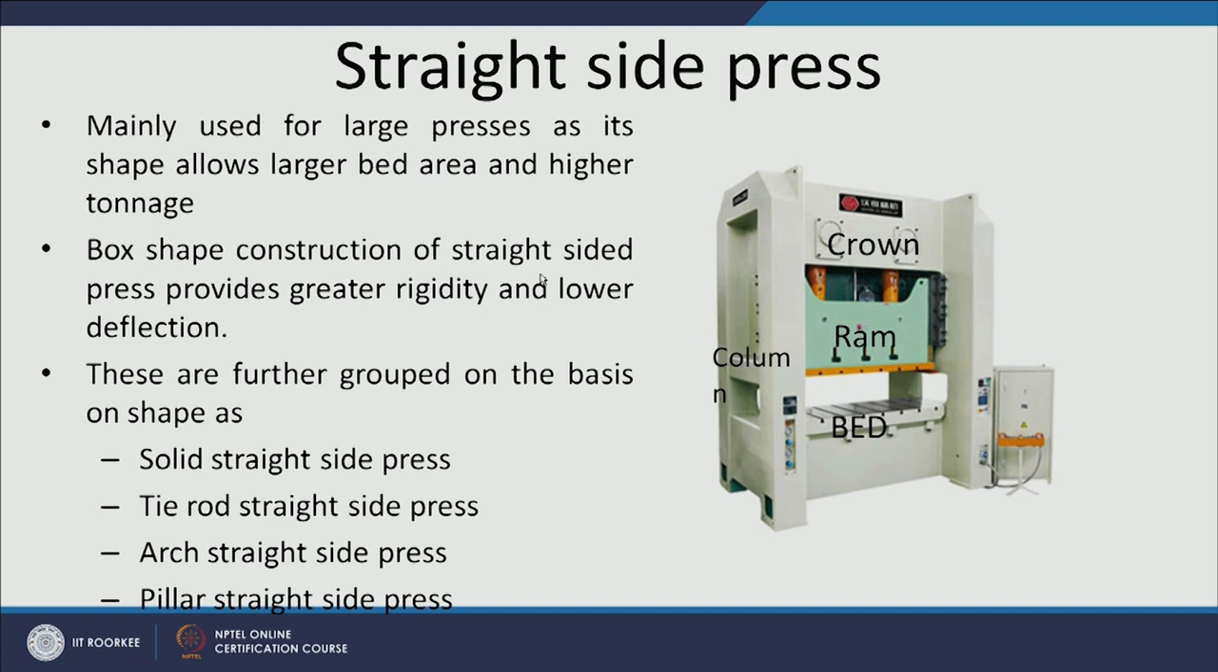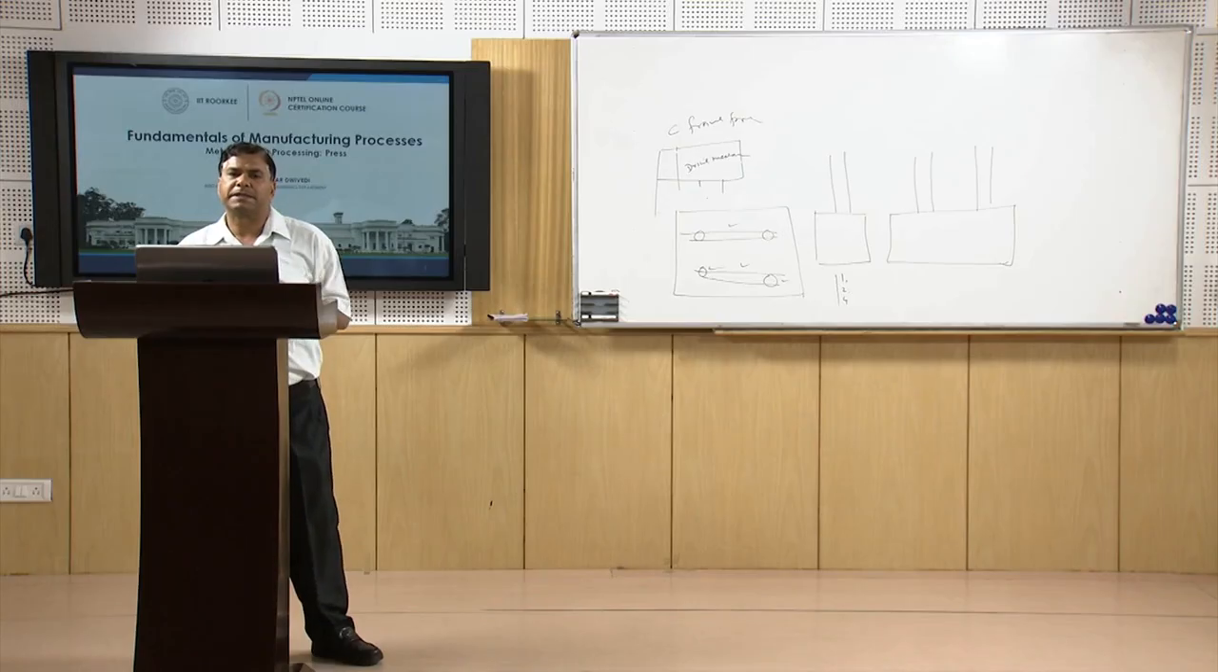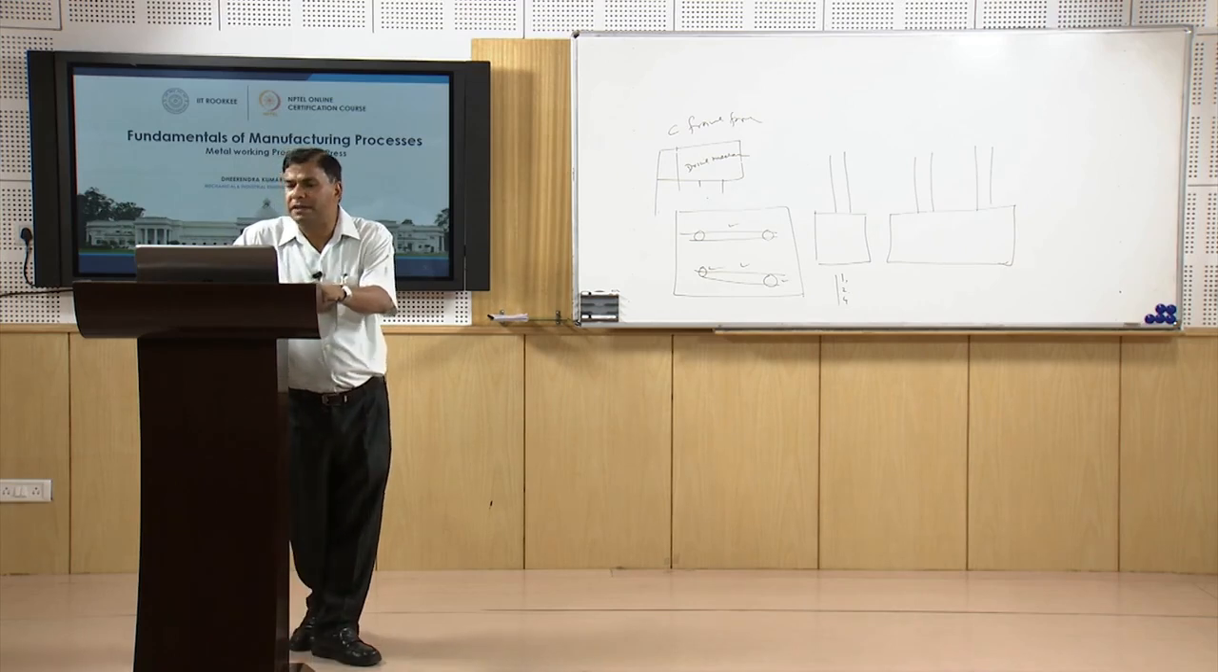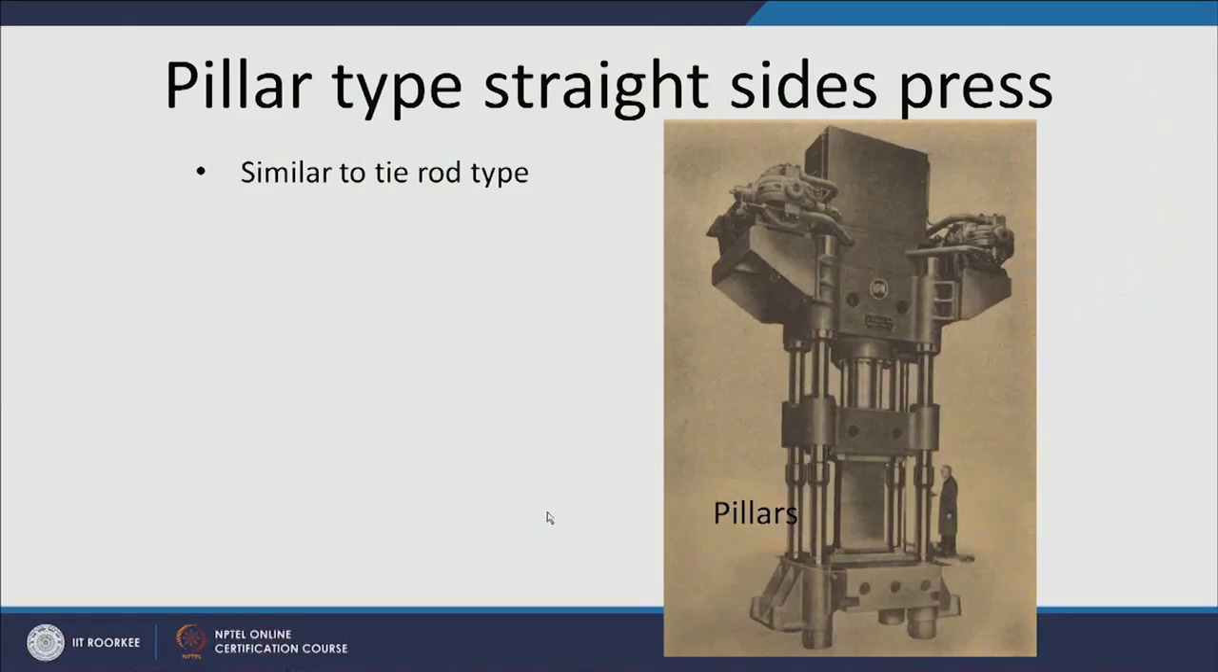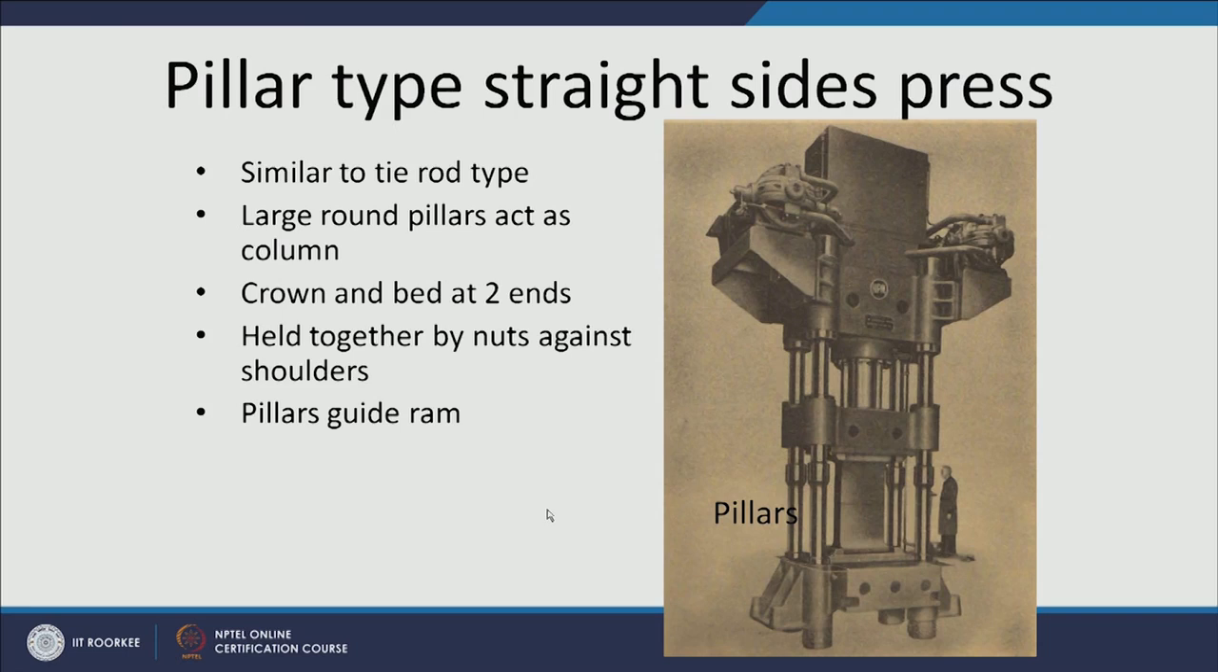These are box shaped in construction and provide greater rigidity and low deflection. There are further classifications of straight sided presses, like solid straight side press, tie rod straight side press, arc straight side press and pillar straight side press. So presses can be classified in different ways, even for the straight side presses. This is one typical straight side press where pillars are used. These are normally hydraulically operated and used for very high capacity or very high tonnage.